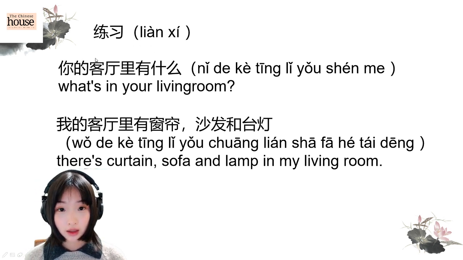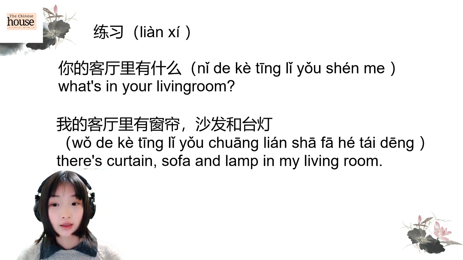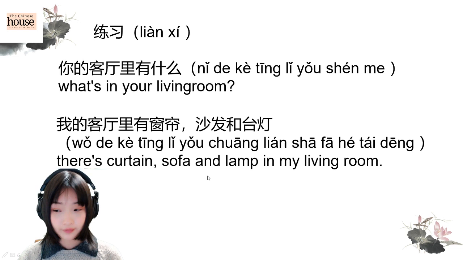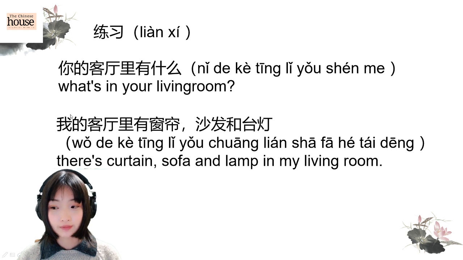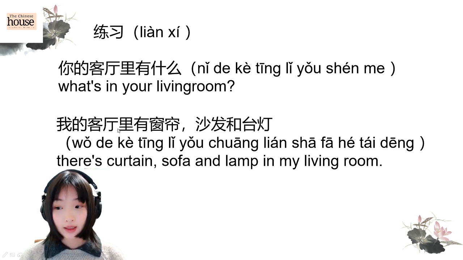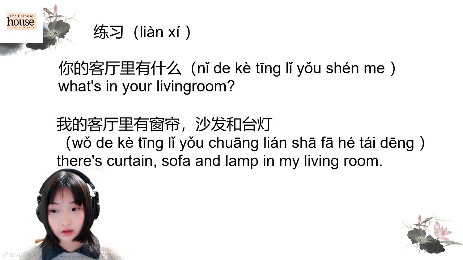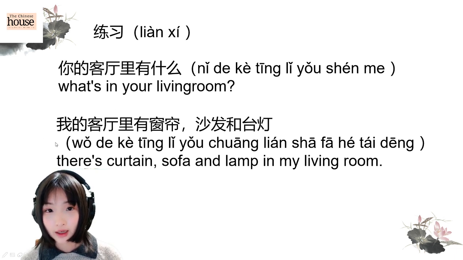你的客厅里有什么? And the second one: there's a curtain, sofa, and lamp in my living room. 我的客厅, my living room. 我 is me, 我的 is my, 客厅 living room, 里 in, 有 have. So the order is first in, and then have. So it is there's something in my living room.